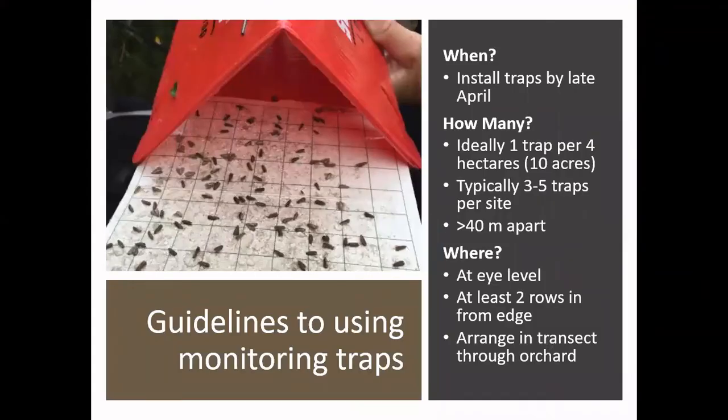So the picture here is an example of a delta trap with a removable liner, another option for monitoring for Oriental fruit moth. And traps in general should be installed in late April so that you're able to get those out prior to adult flight starting in that pre-bloom stage. Ideally, one trap per 4 hectares, and having multiple traps throughout the orchard will really help give a good representation of what the population levels are like.